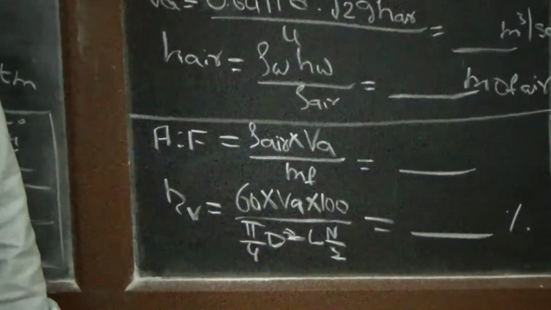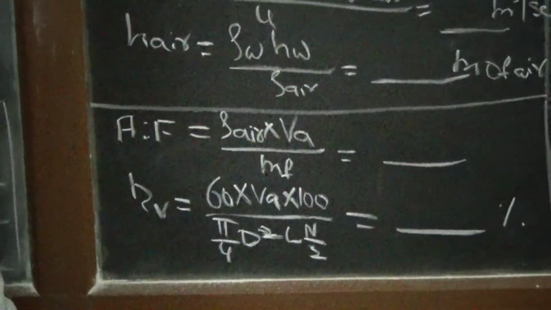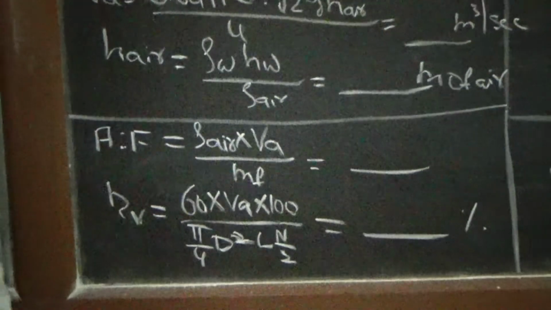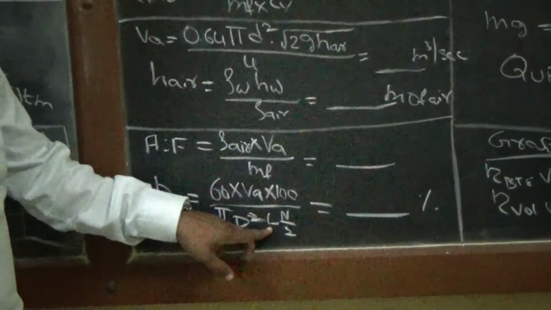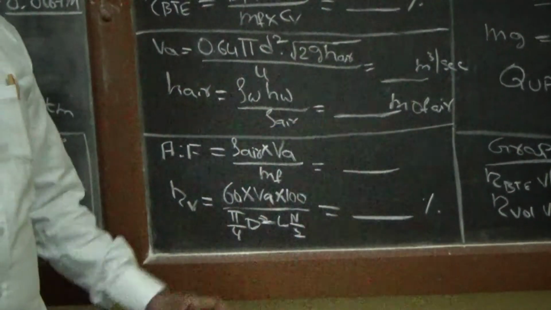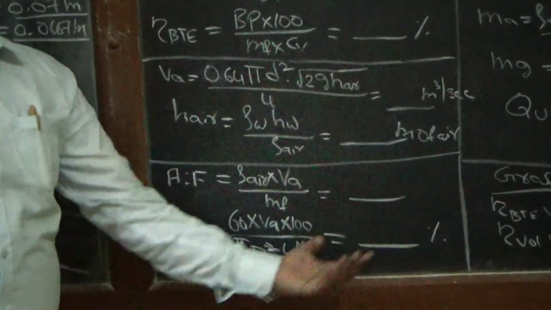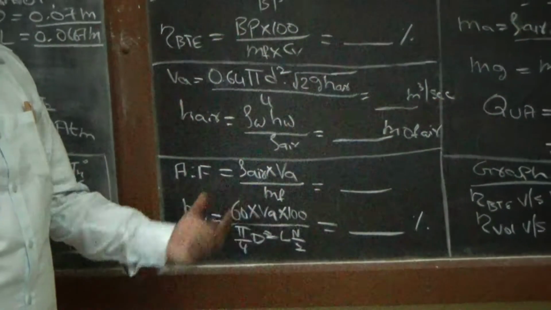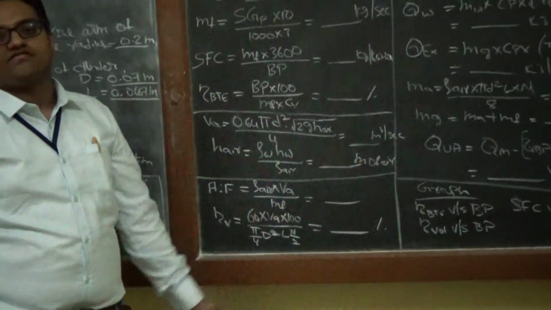Small d represents the orifice diameter. Capital D represents the bore diameter of the engine. L stands for stroke length. N is nothing but again the speed. All put together, we should get the volumetric efficiency in terms of percentage. This is all about the performance.